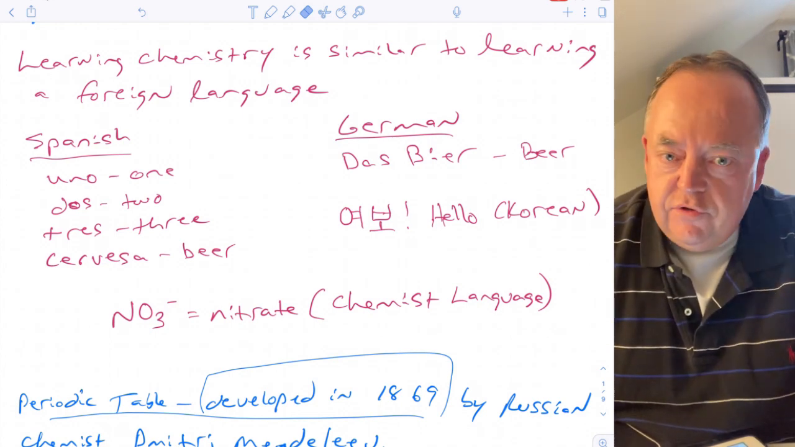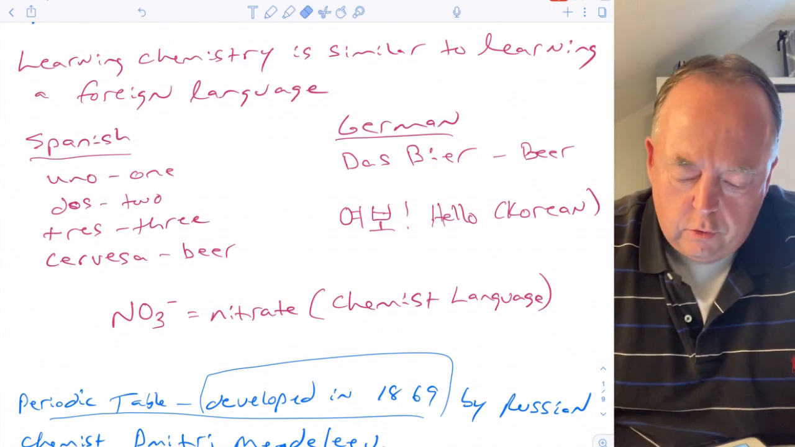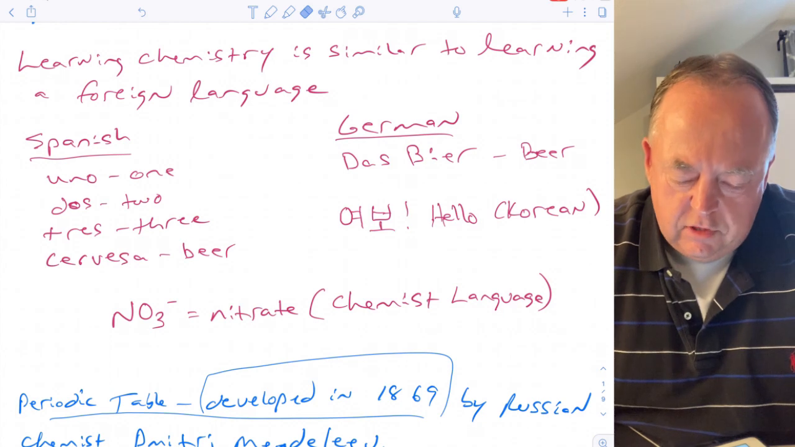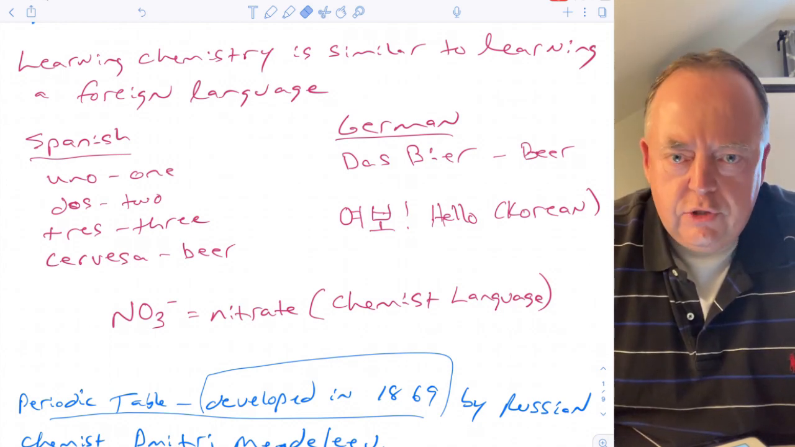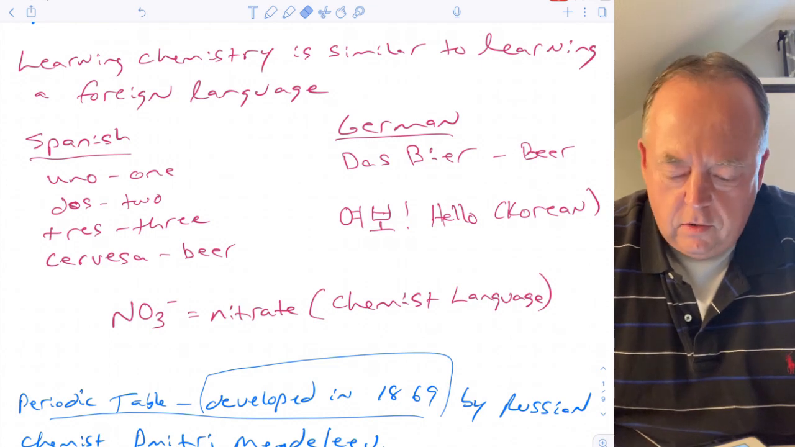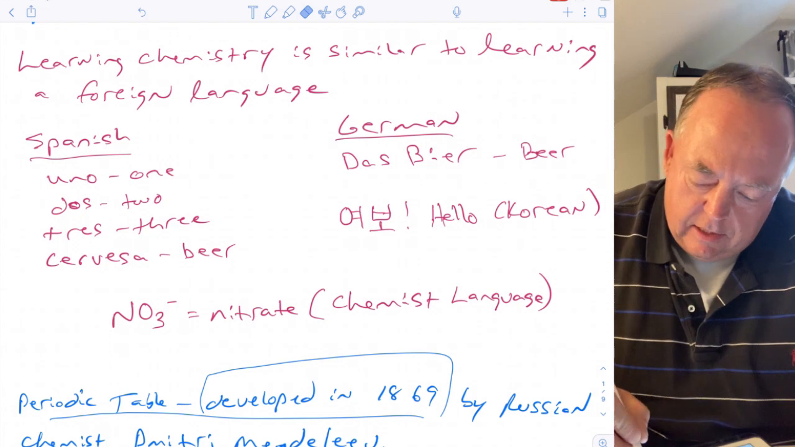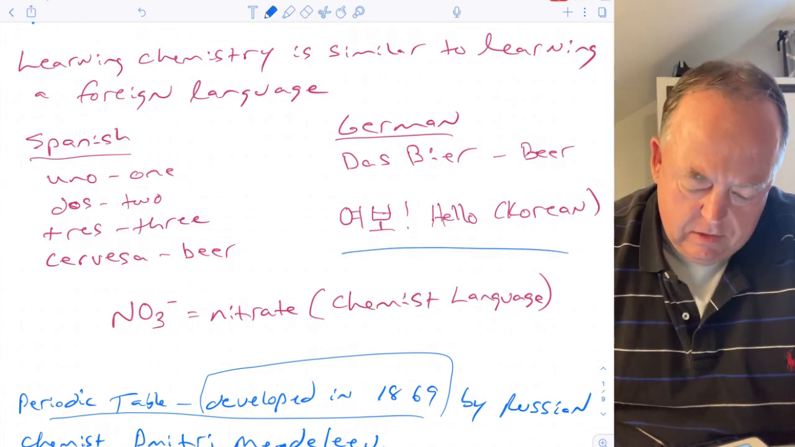Or I took a year of German in high school and 2 years of German in college. So if you wanted to order a beer in Germany, you would say das Bier. Of course, most of you are not 21 yet, so this is not relevant, but maybe one of these days you'll want to enjoy a beer with a pizza or a hot dog or something like that. Or how to say hello in Korean. Hopefully I did that correctly.